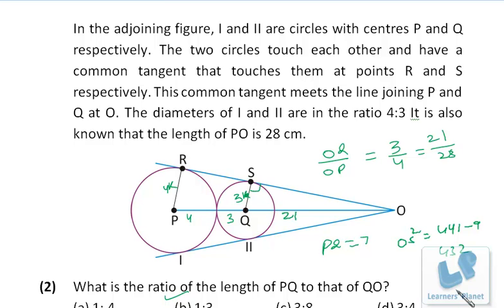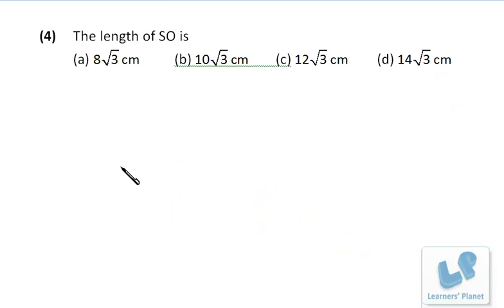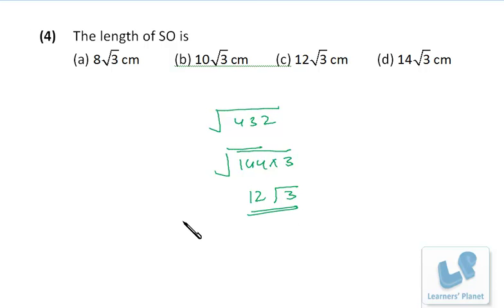Now let's see the options. So I just write it over here. Root of 432, that's root of 144 into 3, right? So 144, if it comes out of the square root, it will be 12. So the length is 12 root 3, right? Very simple questions, and we have solved 3 questions based on a single given information, right? That means 12 marks, right? And it hardly took 3 minutes to solve all the 3 questions, okay?